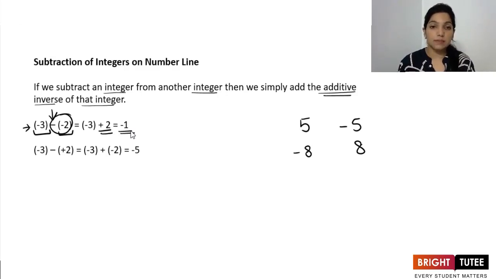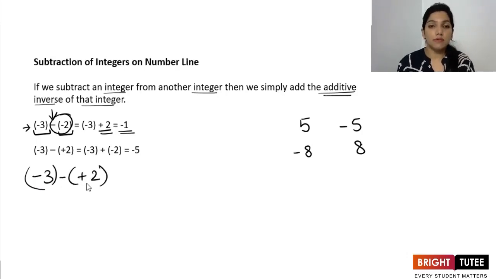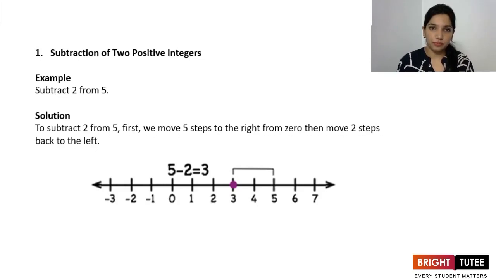Let's understand this better. If it is minus 3, we are subtracting plus 2. Now what is the additive inverse of plus 2? It is minus 2. So minus 3 and minus 2, the answer will be minus 5. Let us understand this better with the help of a number line now.